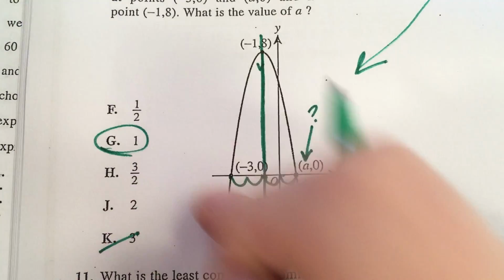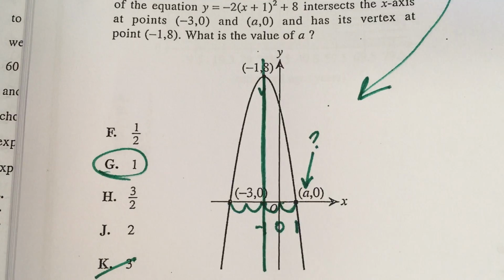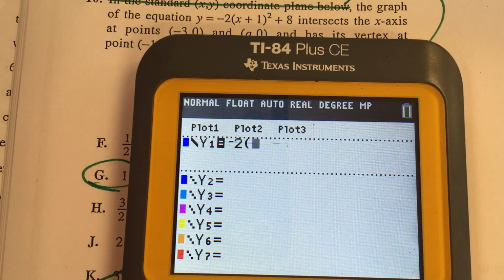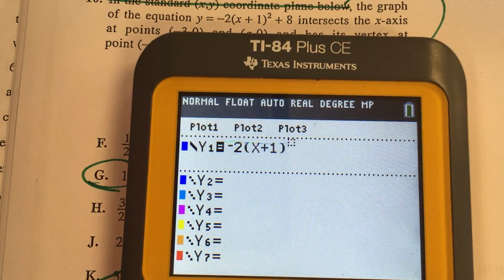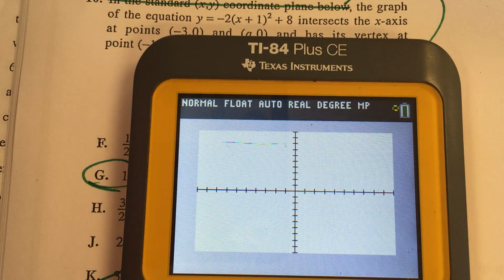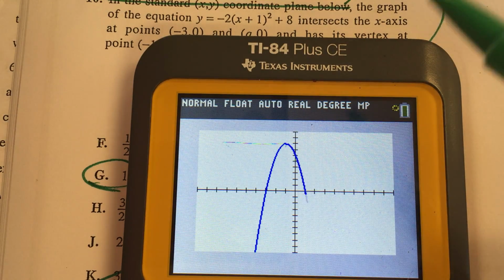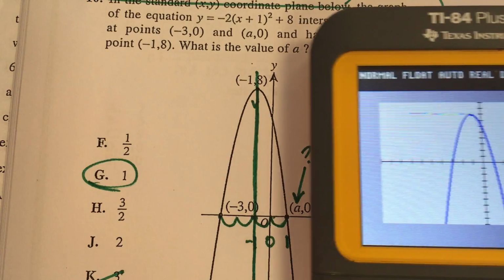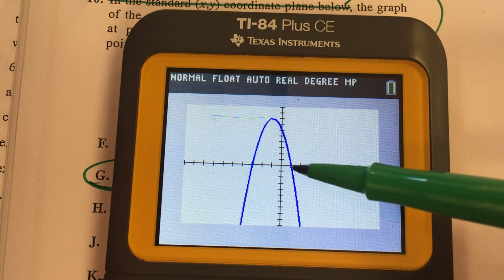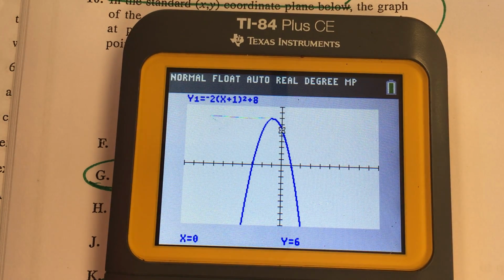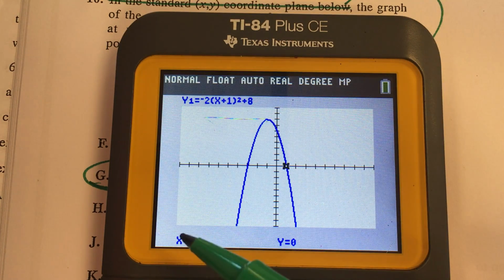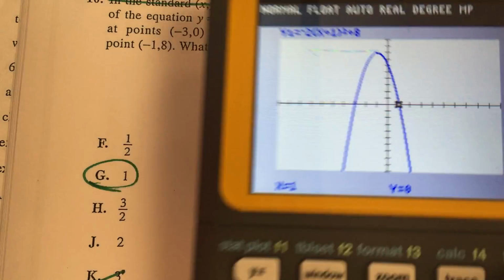If you don't necessarily like doing it this way, you could always use your calculator. So I'm going to go to y equals and type in -2, parentheses, x plus 1 squared plus 8. I'm going to press graph so I can see what the graph looks like. I can see the same graph that I have here. And then I can see right here, it's pretty much exactly at 1. I can press trace and press 1 and enter. And then I can see, yep, it's (1, 0). So I confirmed my suspicions.